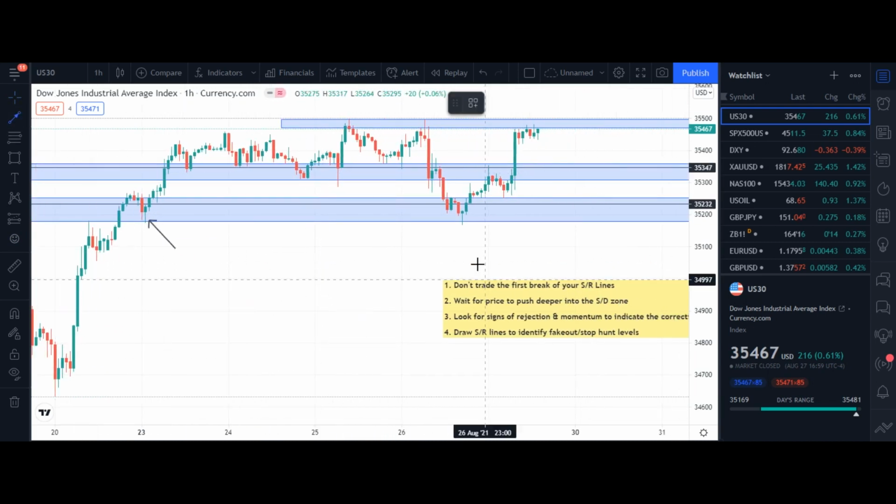Same thing again. Price breaks this level. It breaks it pretty convincingly. But it's the same thing. It's just another stop hunt. All the sellers, all the buyers, everyone's getting stopped out. Price is going up and up and up.